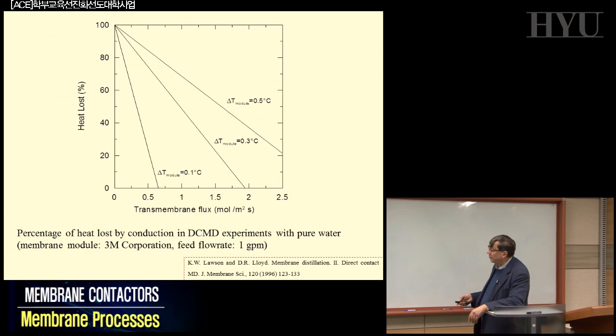Now, in this situation, if you measure the heat lost, depending on the different delta T, as a function of the transmembrane flux, you will see that this effect is quite significant, and as the transmembrane flux increases, the heat loss is increasing.